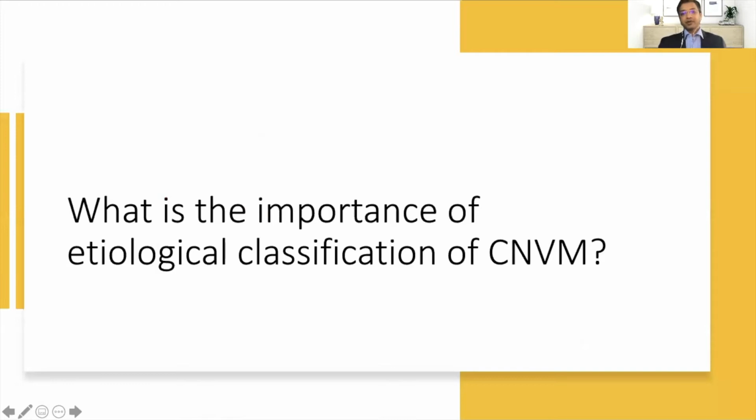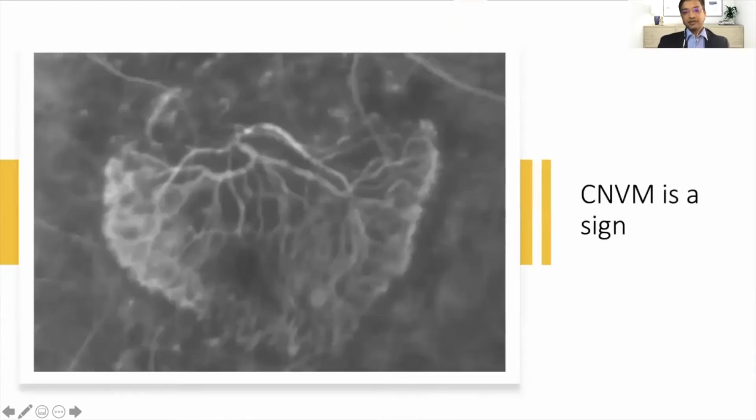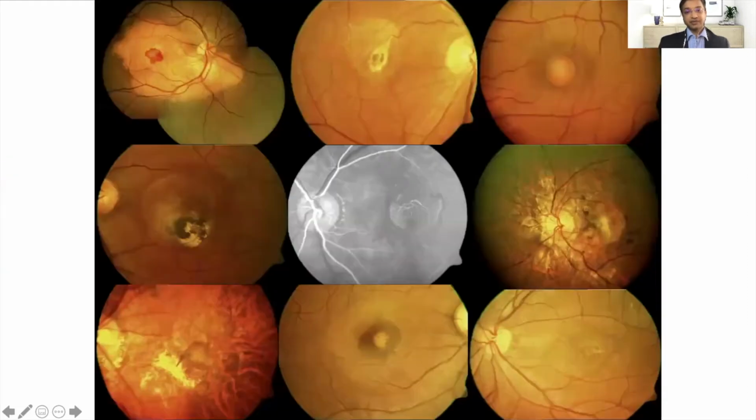So, what is the importance of etiological classification of CNVM? CNVM by itself is not a disease, it's just a sign. There can be many diseases which can be associated with CNVM. Like you can see here on this slide, so many different retinal diseases, right from choroidal osteoma to high myopia to angioid streaks or inflammation, can be associated with CNVM apart from macular degeneration.